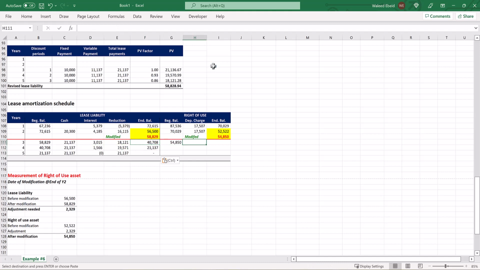Now let us turn to the right-of-use asset. This is the revised depreciation charge, which is the revised balance for the right-of-use asset divided by the remaining 3 years in the lease term. That's it, zero balance for the right-of-use asset at the end of the lease term.